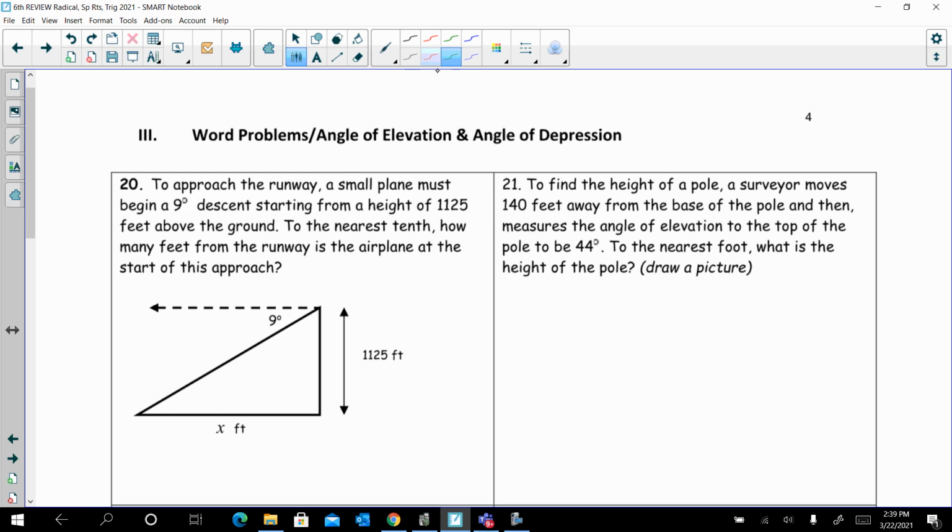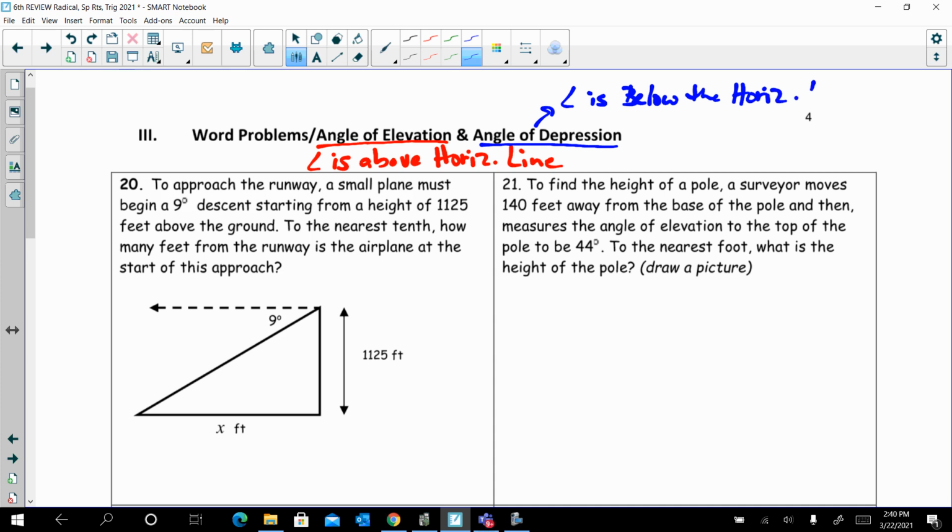So let's just talk about the vocab. Angle of elevation: this is when the angle is above the horizontal line. I'm going to abbreviate that line. Now, angle of depression: this is when the angle is below the horizontal line. Both of these angles are congruent, or equal to each other.